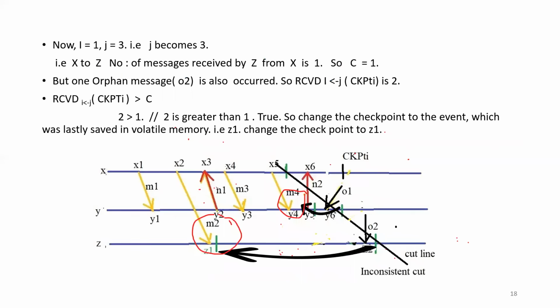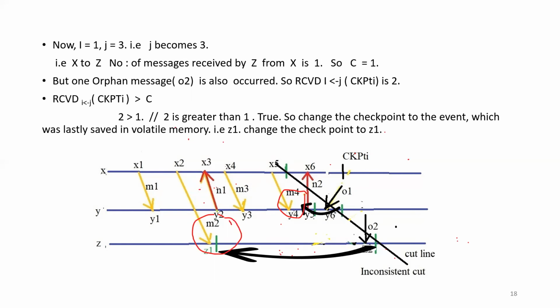Now I equal to 1, J equal to 3. So J becomes 3 now. The loop is running, right? So that means X to Z. Okay, the loop is changed from X to Y to X to Z.